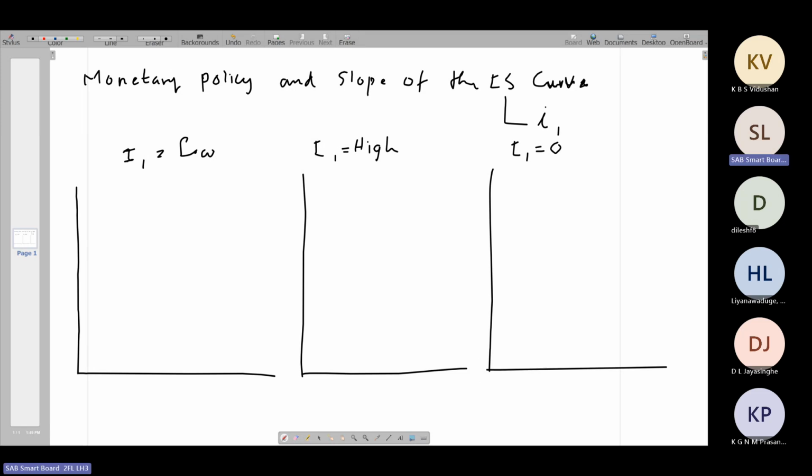Now we have monetary policy and the slope of the IS curve. We look at the slope of the IS curve. So if I1 is low, what is the slope of the IS curve? We have the steeper IS curve, a more steep IS curve. If I1 is high, we have the flatter IS curve. If I1 is 0, we know that the IS curve is vertical.